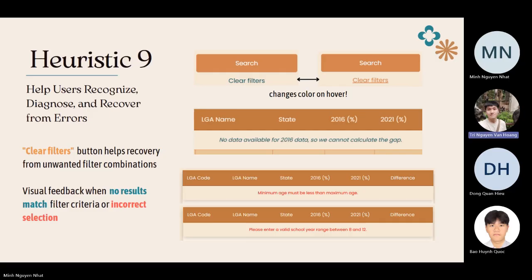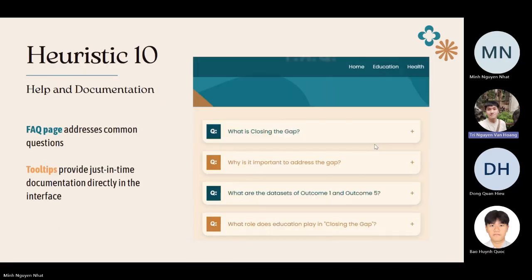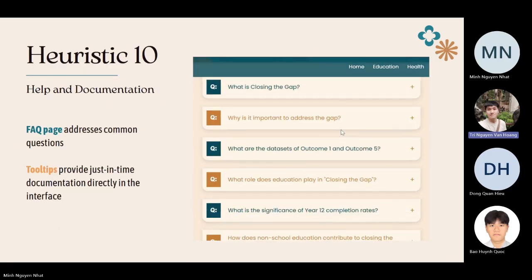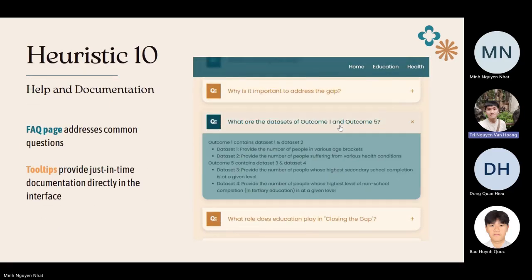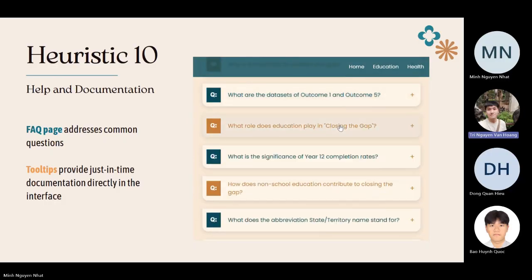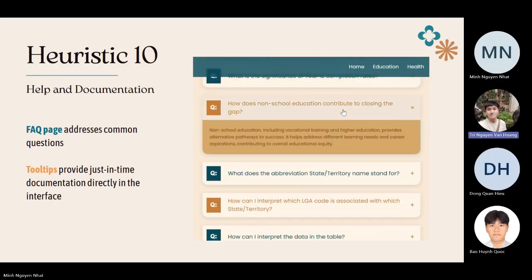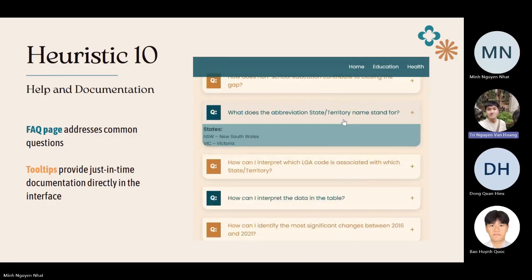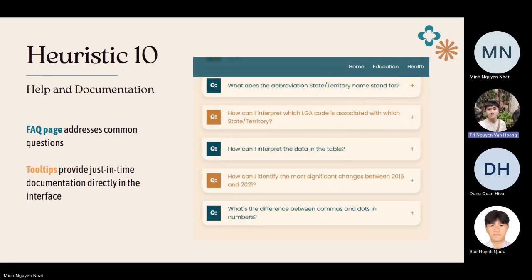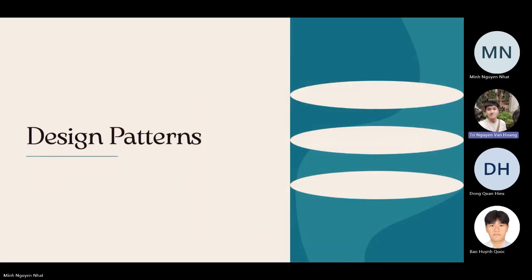The 10th heuristic, help and documentation. So we have a frequently asked question page which addresses common questions. We have tooltips which provide just-in-time documentation directly in the interface. All right, so now that we've covered all the 10 Nielsen's heuristics, let's move on to the standard design patterns that improve usability. Let's begin with navigation design patterns.